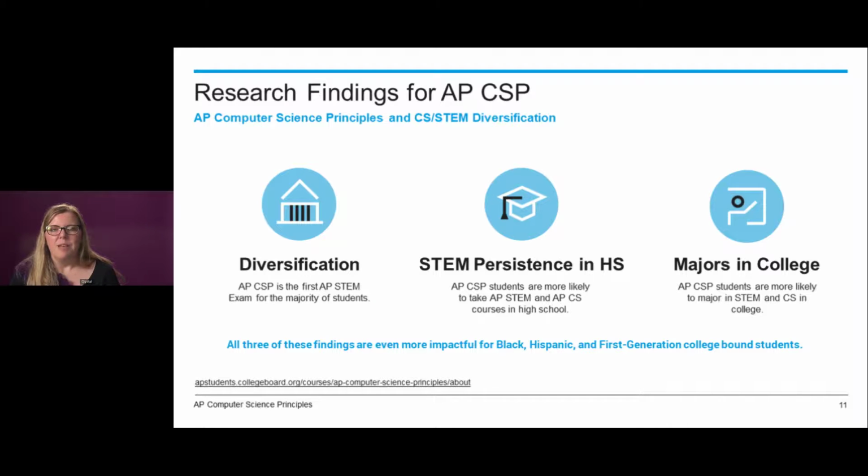AP Computer Science Principles students are also more likely to take another AP STEM or other AP CS courses in high school. And then they're more likely to major in STEM and CS in college. And one of the things that I experienced as a teacher, and I think you heard today, is a lot of times students have no idea what computer science is, what doors can be open to them, whether they're going to like it or not, until they take this class. And then they're able to see where this could potentially fit in. And it opens doors. It just broadens their perspectives as to what they can do in the future with their lives. So I'm all about that for high school.